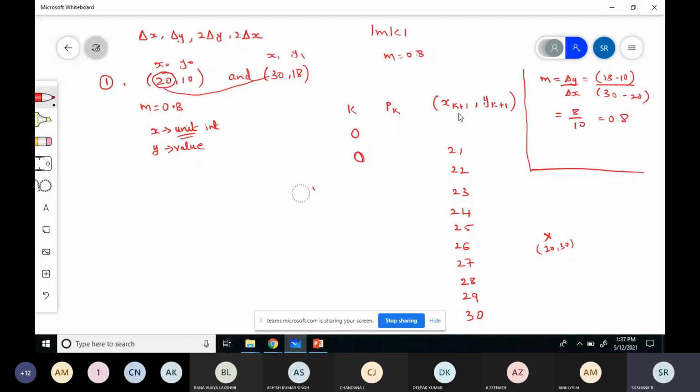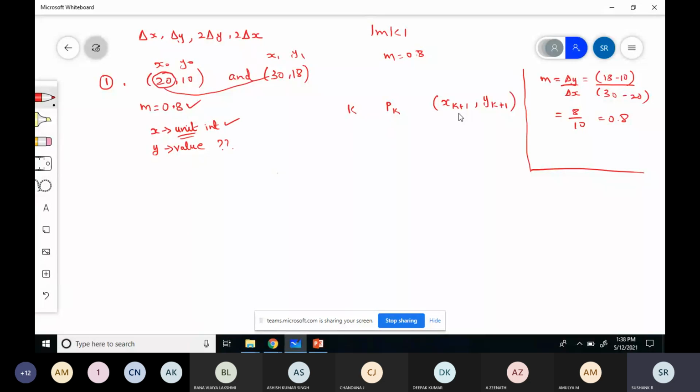But before that, understand that x of k plus 1 means x will move in unit intervals, starting from 20 to 30. This is just for your understanding. The value of x will change only with respect to plus 1. Now slope is being calculated. I have calculated M. X is moving in unit interval, and Y we should compute.